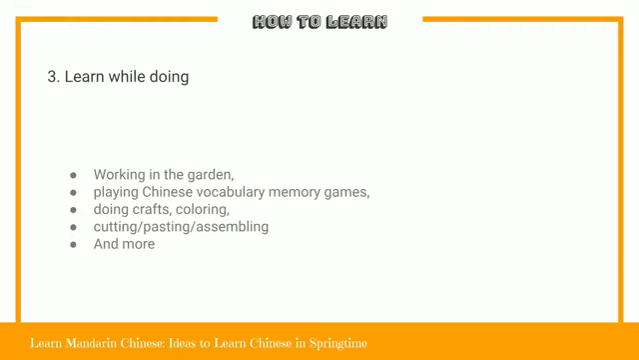Okay, the third one is learn while doing. So we can teach the kids when we plant the seeds in the garden. We can teach the kids to learn while playing Chinese vocabulary memory games, or maybe doing crafts, coloring, or cutting, pasting, assembling small books, and much more, just to make the kids use their own experiences to learn. And that enhances the whole learning process.